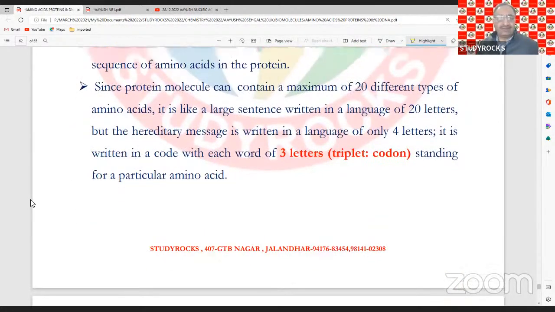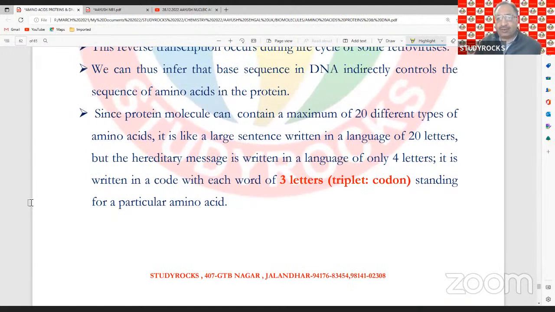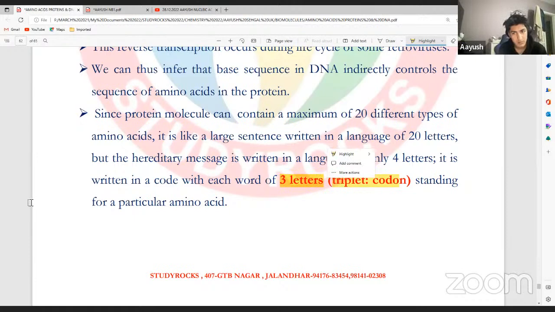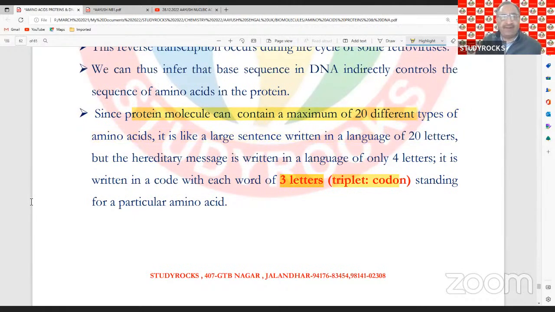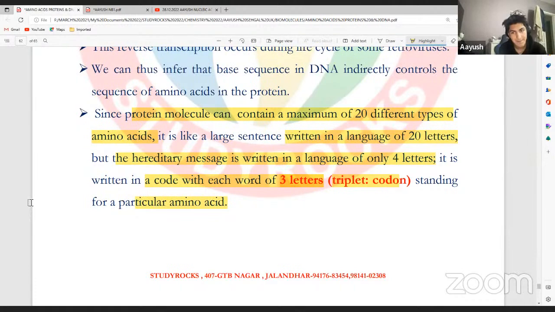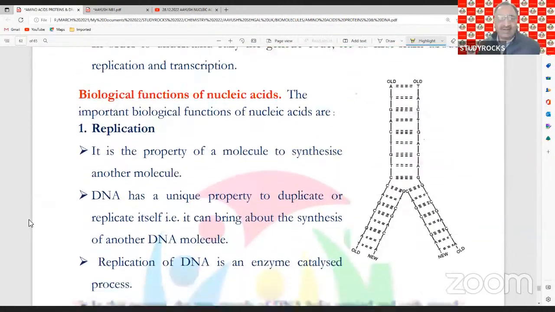Replication is very simple. These are three-letter codon triplets. There are 20 different types of amino acids, written in the language of 20 letters, but the hereditary message is written in the language of only 4 letters. It is written in code with each word of 3 letters standing for a particular amino acid. You have studied this in bio? In replication, let's focus on the first part, replication.